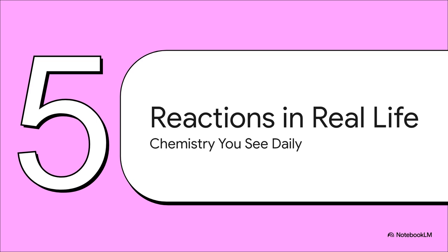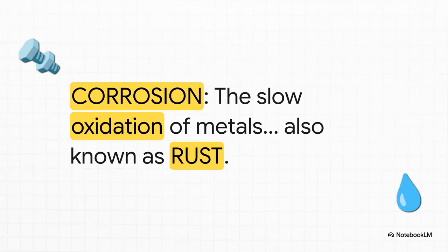Okay, so we've learned the secret code, we've met the main players, and we've even figured out how to control the speed. Now let's bring it all back home and see how this stuff explains the chemistry you see every single day. Remember rust? That reddish-brown stuff you see on an old bike or an iron gate? Well, that's corrosion, and it's really just a super slow-motion oxidation reaction. It's the iron reacting with oxygen and water in the air to form a brand new compound, iron oxide.